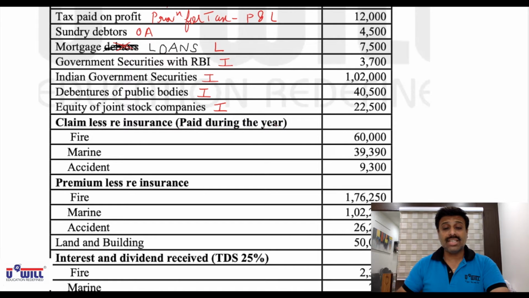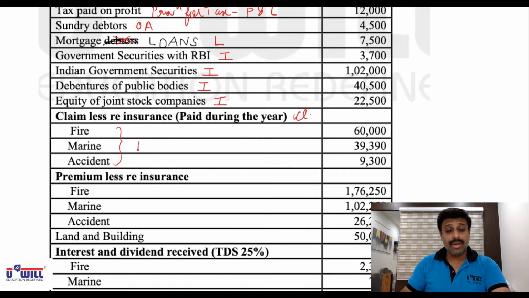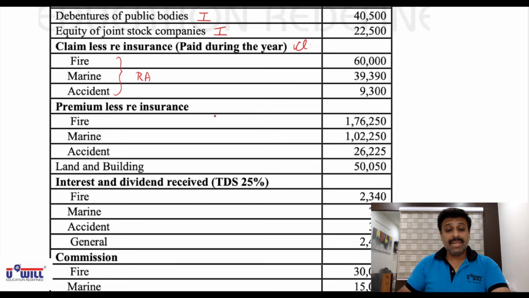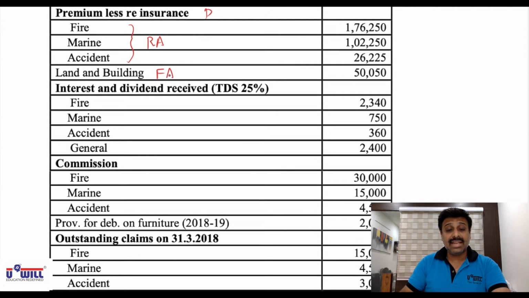Claims less reinsurance paid during the year, claims CL, they all will come in revenue account. Premium less reinsurance is premium income, they all will come in revenue account. Land and building is a fixed asset, FA. Interest and dividend received. Now, this we have discussed earlier also. TDS is given 25%.